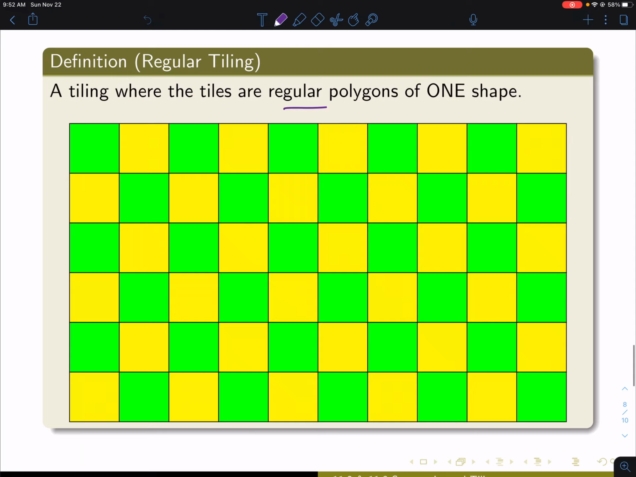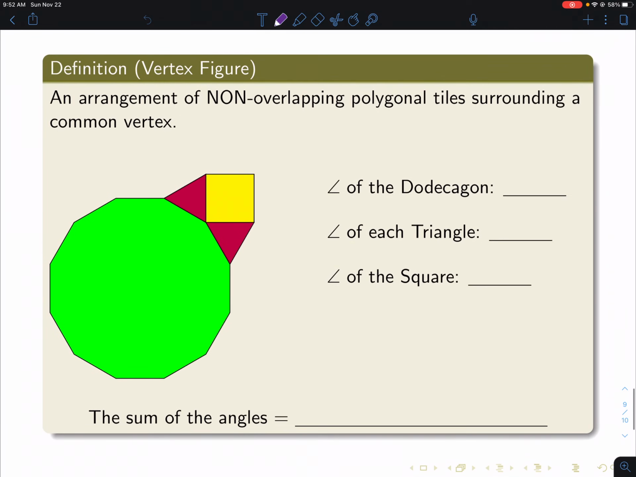So a vertex figure is an arrangement of a bunch of different polygons together that all meet in a common vertex. So that's kind of the key here. In this case, we've got the green shape is a dodecagon, so a 12-sided shape, sorry. We've got 2 equilateral triangles, and then we've got our square. And so this big purple point is that common vertex for each one of them.